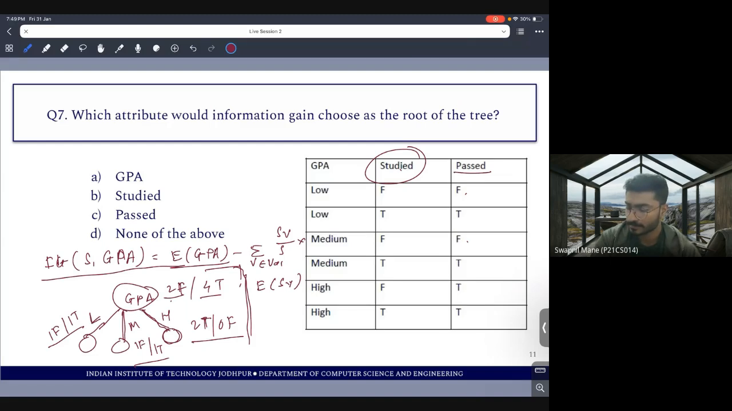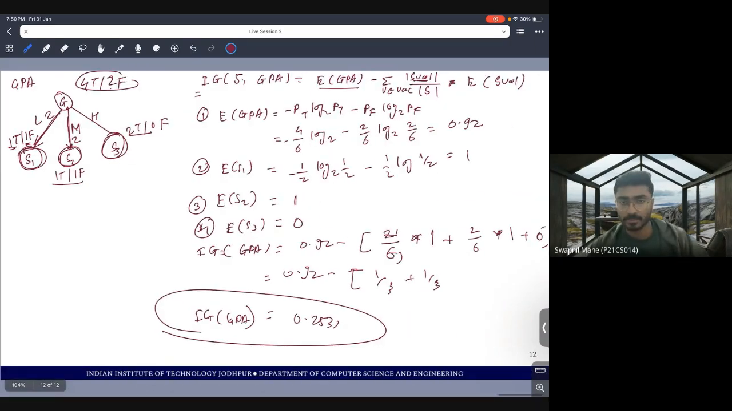Yes, anyone? Yes, has anyone calculated it? Or should I calculate it?